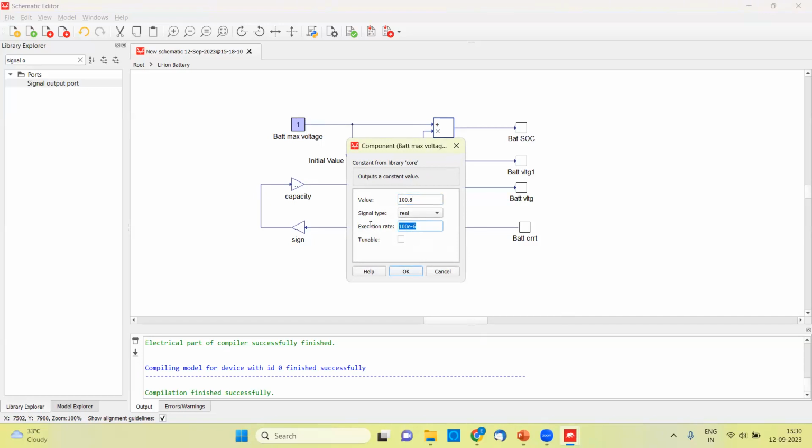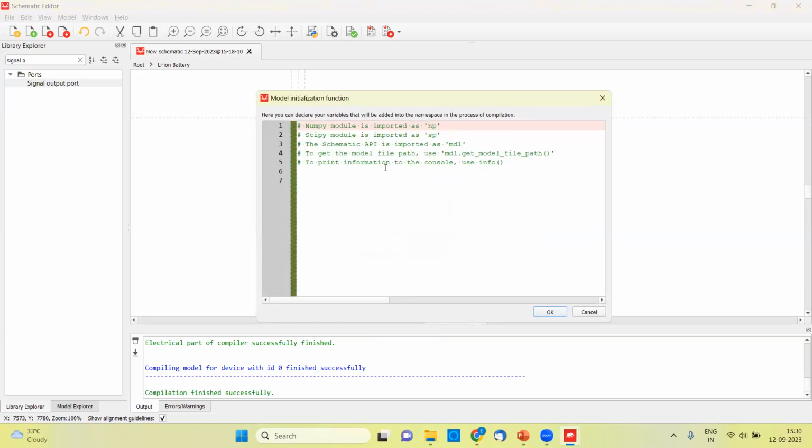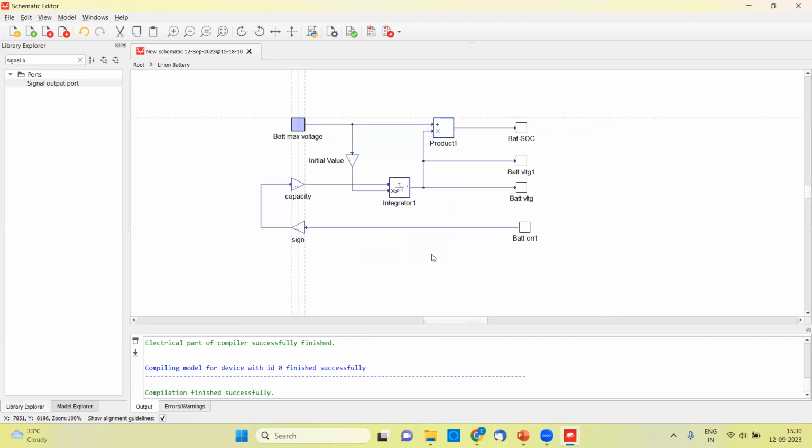And I'm going to use the execution rate as TS. So this TS is basically an execution rate for this entire model. So instead of changing the execution rate value everywhere, I'm going to simply name it as a variable TS. And this TS I can simply define over here in the initialization script. This initialization script is valid for the entire model. So I don't have to change the execution rate again and again.